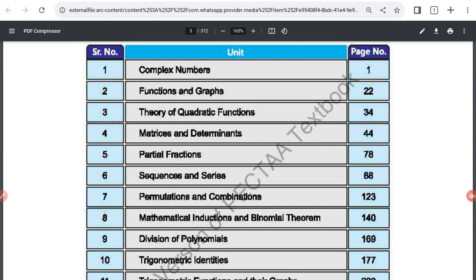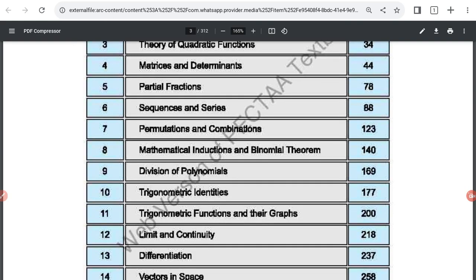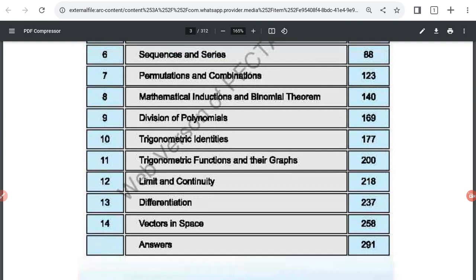and determinants, fifth one is partial fractions, chapter 6 is sequence and series, chapter 7 we have permutations and combinations. Then chapter 8 we have mathematical induction and binomial theorem.